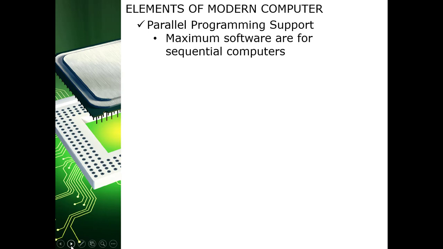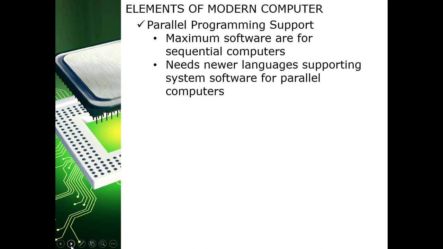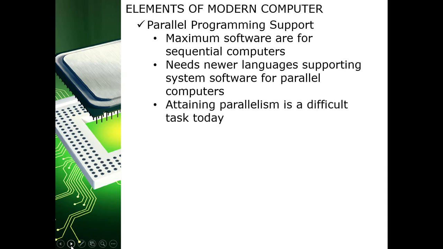So the main problem is, what is that? The maximum software support is based on sequential computers. The languages that are available only support sequential programming. No language is fully supporting the parallel programming process. So newer languages are needed for parallel computers, parallel processing. With the availability of hardware and software, it is very difficult to attain parallelism. So attaining parallelism is a very difficult task today.